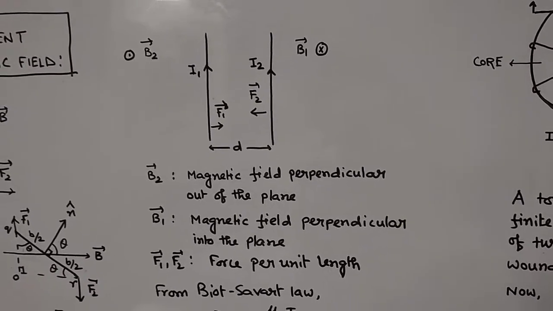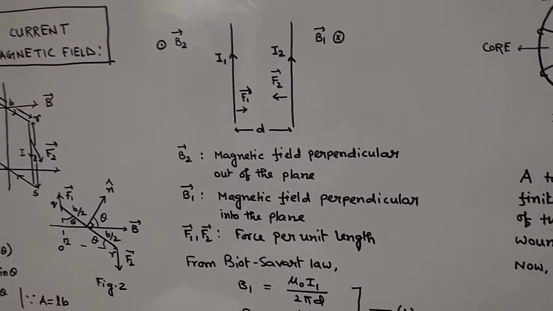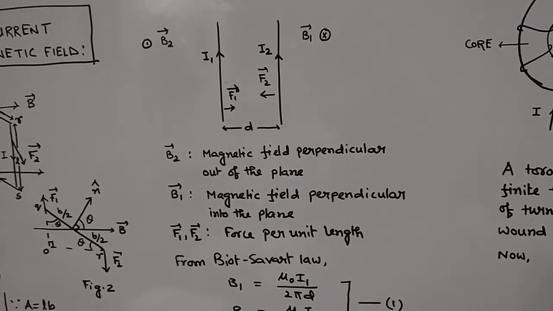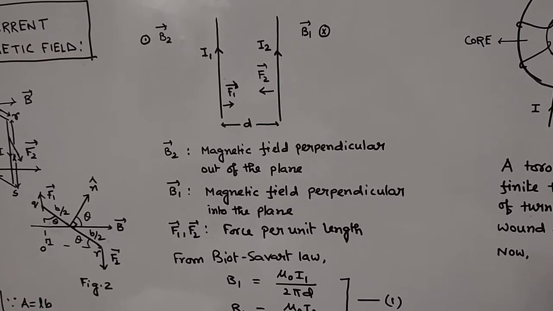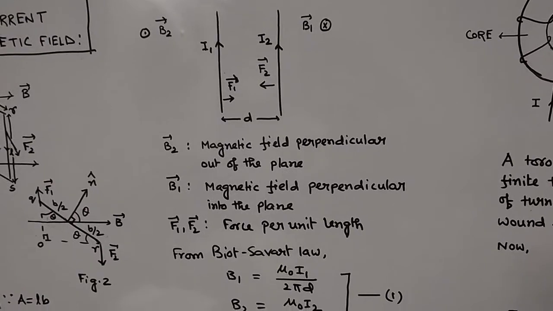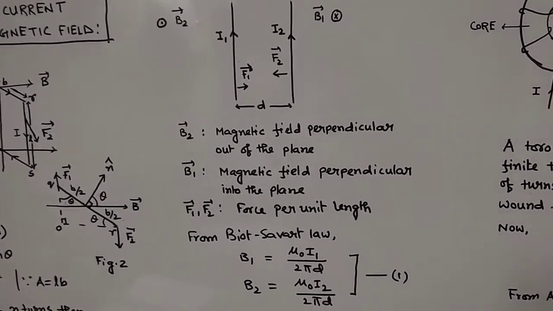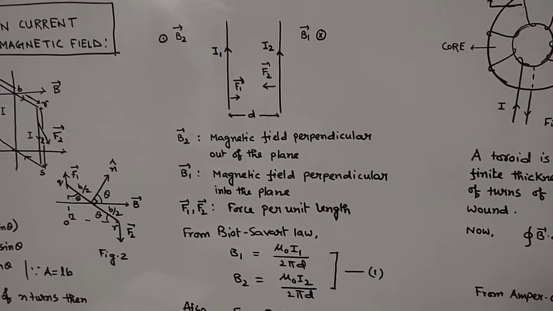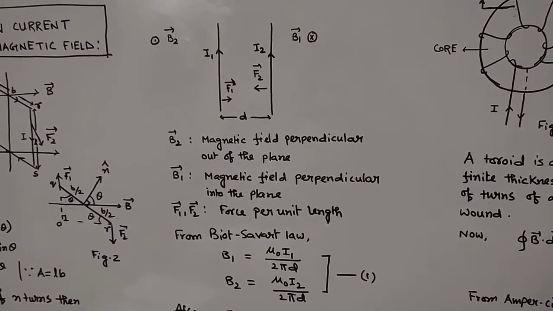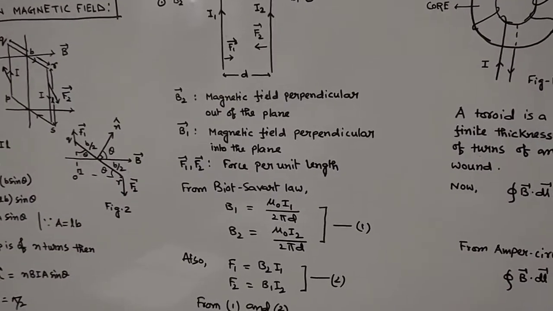So F1 and F2 are basically force per unit length. From Biot-Savart law, if we define magnetic field B1 due to the current I1, then it should be mu naught I1 by 2 pi d, and similarly B2 is mu naught I2 by 2 pi d. This one we have already discussed in our previous class, magnetic field due to an infinitely long wire using Biot-Savart law.